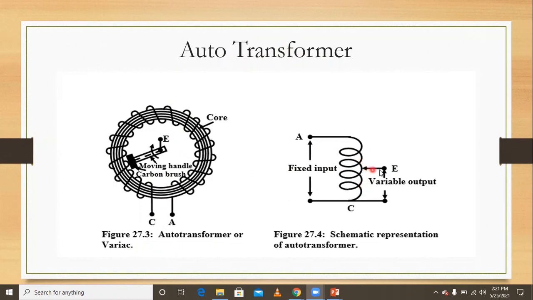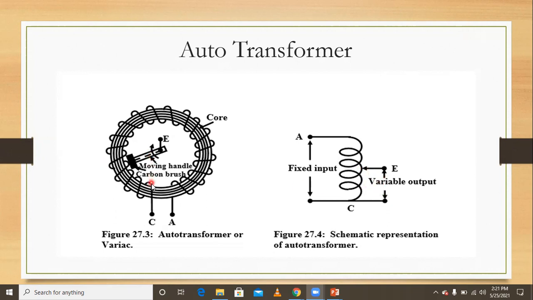By changing the position of the tapping, the output voltage of the secondary of the transformer changes. This is called variable output, and this is called fixed input. Fixed input, variable output. By changing the tapping positions here, the output voltage of the transformer can be changed.